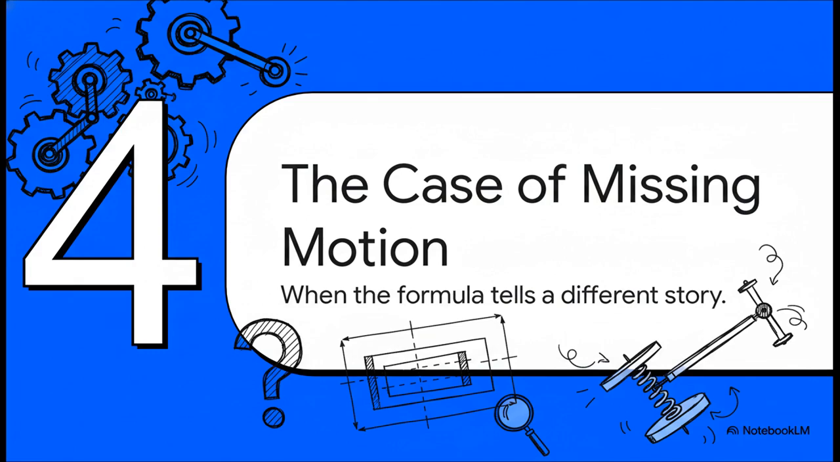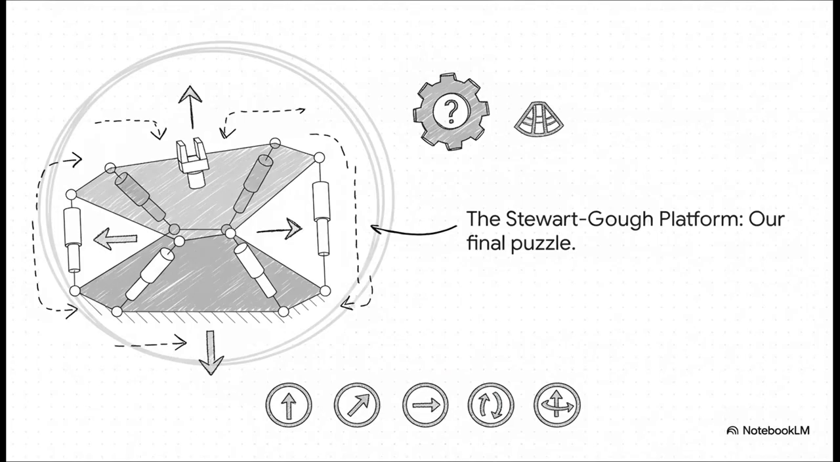This is a Stewart-Gough platform. If you've ever been in one of those high-end flight simulators, you've probably been tossed around by one of these. And just by looking at it, you can tell the top platform needs to move in every possible way, right? Up and down, side to side, forward and back, plus roll, pitch, and yaw. Your gut tells you that's 6 degrees of freedom. So let's see what our formula says.